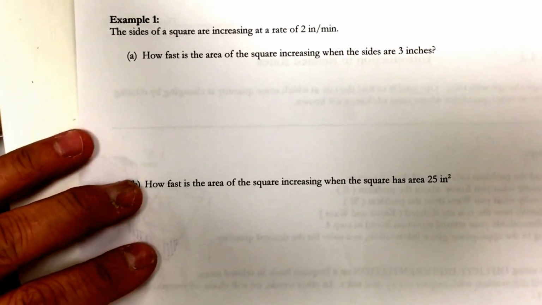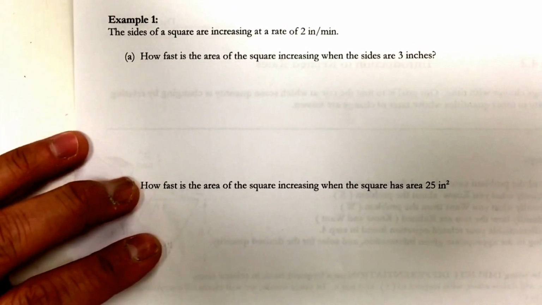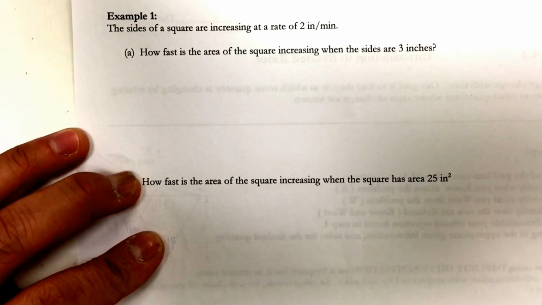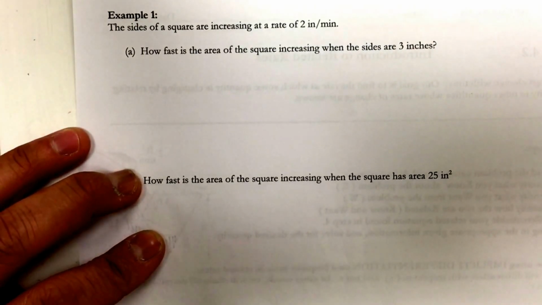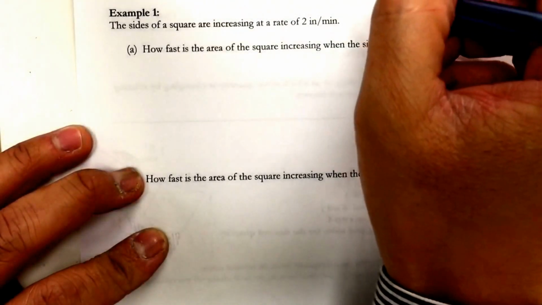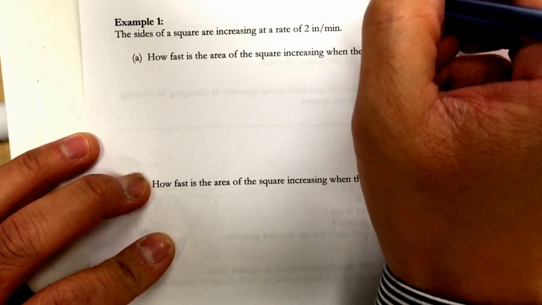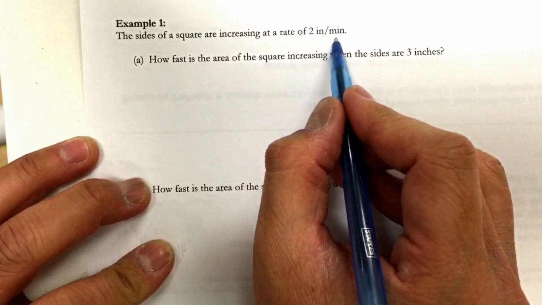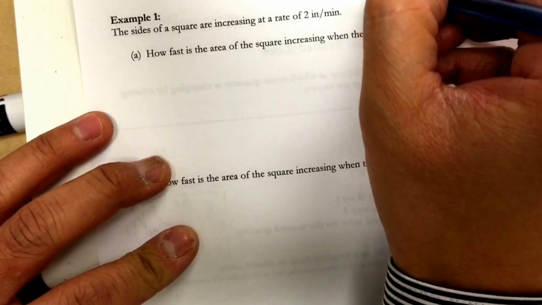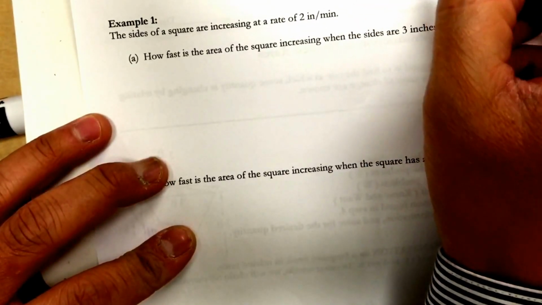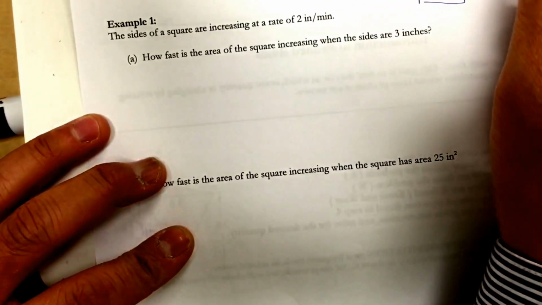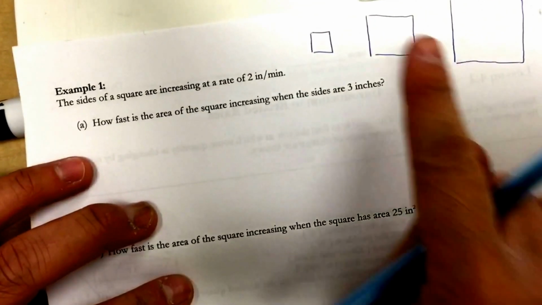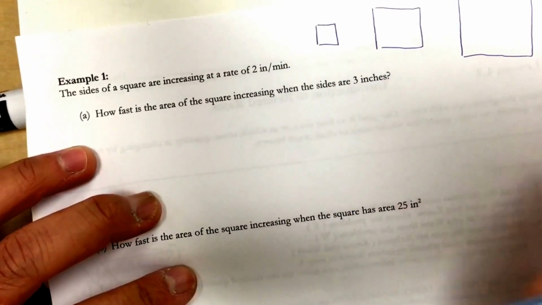Okay, here is another problem, and this is the beginning of a more concrete related rate problem. Let's start with a simple problem. The side of a square is changing at a rate of 2 inches per minute. So as time goes by, the size of the square is getting larger and larger, 2 inches every minute.